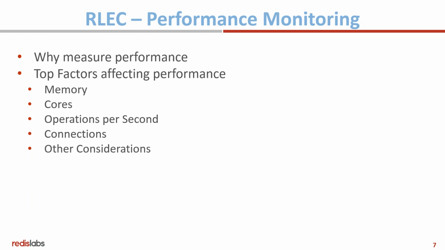Some of the factors that influence the performance of Redis are memory, cores, how many cores you have on the box, and the operations per second, and how the operations per second are influenced by what you're doing. It could be by means of data structures, it could be by means of the hardware that you have deployed it on, and the connections, how are the connections working, right?